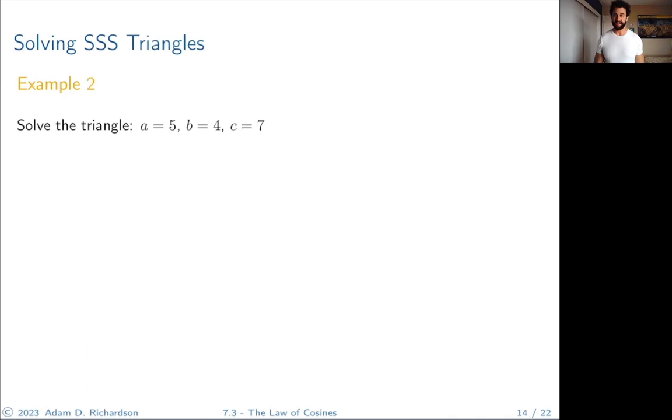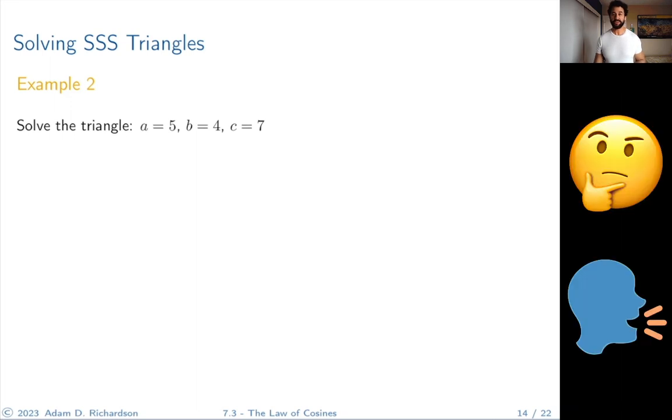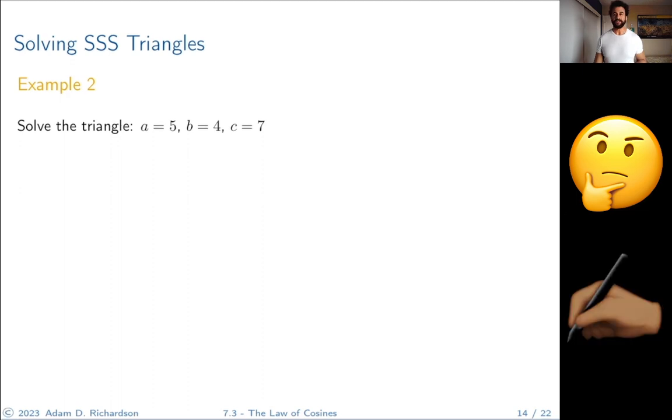Okay, next example. Let's say we know all three side lengths of a triangle, but we don't know any of the angles themselves. See if you can do this one on your own. We're in the section on law of cosines, so you can probably guess what you're going to do first. Think about what you would do and say something out loud to yourself about how you would approach this. All right, now try it out. See if you can work it out on your own and find all of the missing angles.